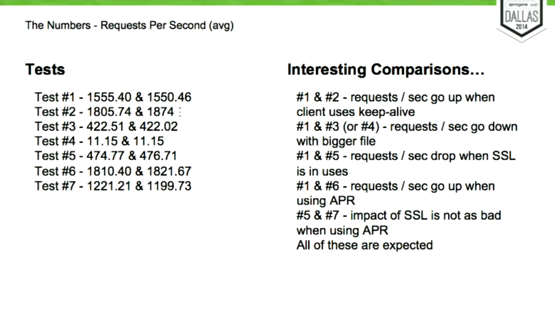We can also see that if we look at number 1 and number 6, when we turned on the APR connector, we got a nice little boost in the number of connections as well. And looking at number 5 and number 7, when we turned on the APR connector with SSL, we more than doubled the number of requests per second that we could get. So as I mentioned before, if you're doing SSL with Tomcat, APR is a nice way to go.